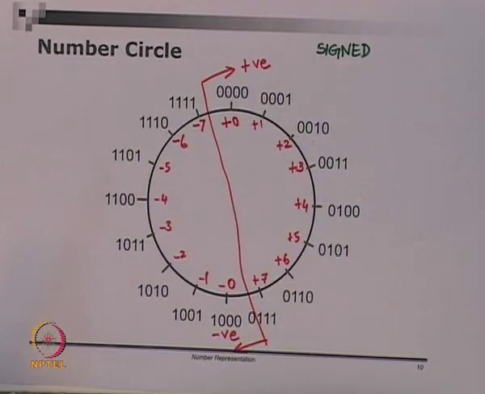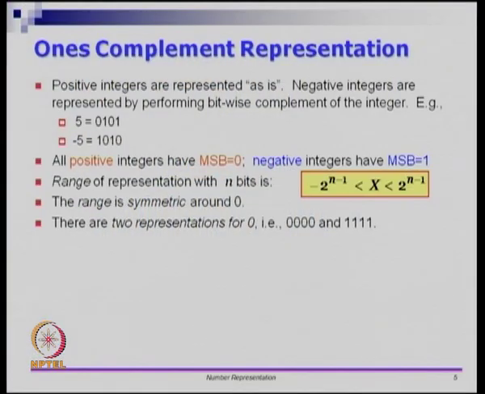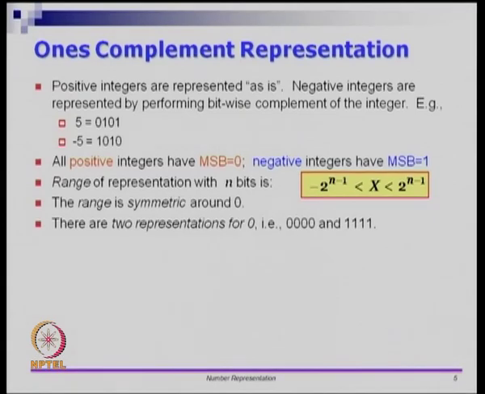So now let us go to the other interpretations. If I go and look at what is called the ones complement interpretation: positive numbers are represented as is, there is no change in positive numbers. However, negative numbers are represented by performing bitwise complement of the integer. So let us look at this. If I want to get a 4-bit representation of the value plus 5, the value plus 5 in binary is 0101, right. So if we leave out the plus sign, we can write it as 0101.